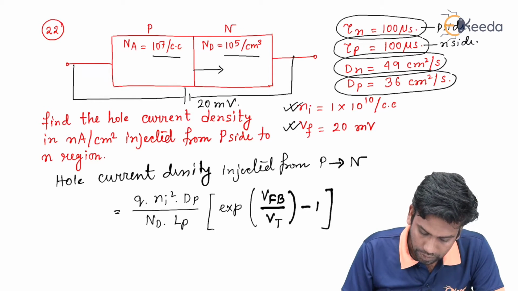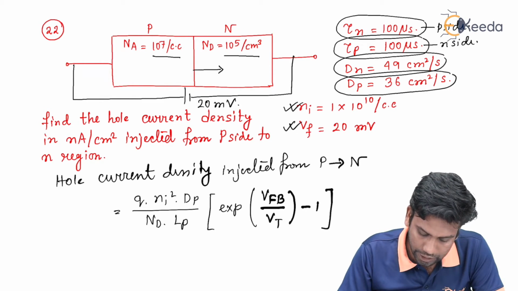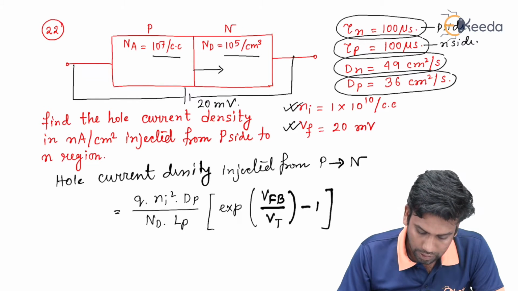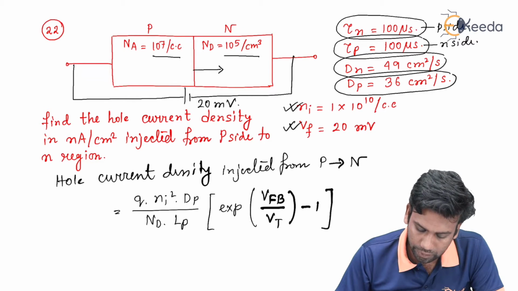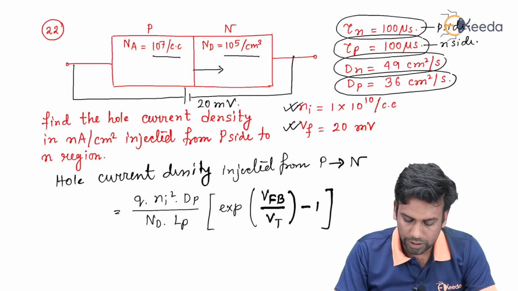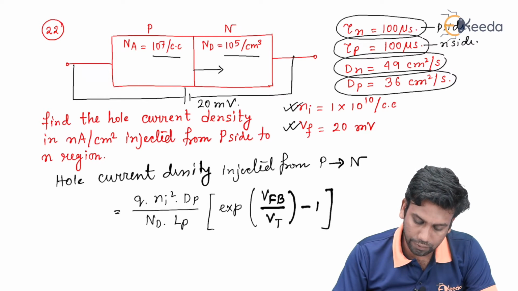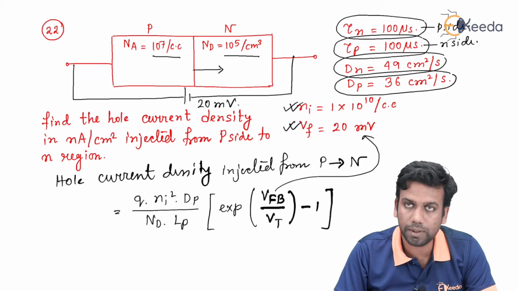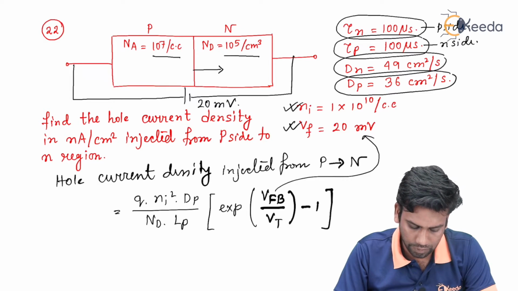Now, this q is the electronic charge and Ni is the intrinsic carrier concentration and Dp is the diffusion coefficient for the holes, and Nd is the donor concentration and Lp is the diffusion length of the holes, and Vfb is the forward voltage given by 20 millivolt and Vt is the thermal voltage, and this thermal voltage value at room temperature we know is 26 millivolt.